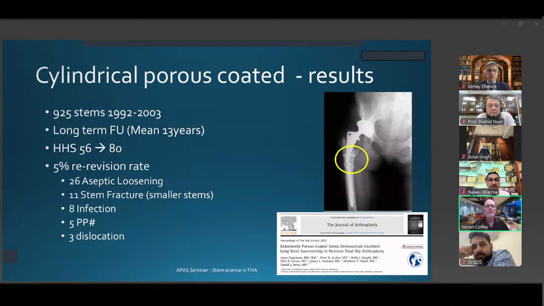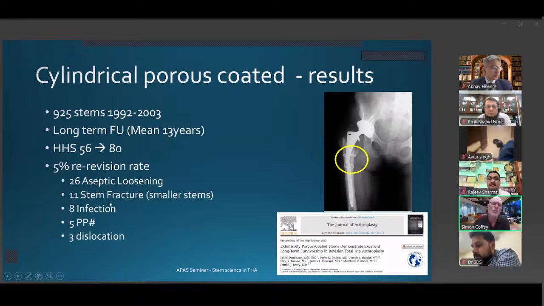This paper coming from the Mayo, looking at their results, again, cylindrical porous coated stems, nearly 1,000 stems over a 10-year period. Excellent clinical results, but again, risks of revision due to either aseptic loosening or stem fracture, which you can see here, which happens in patients where either it's a smaller stem, heavier patients, and higher offset, poor proximal fixation. So you've obtained distal fixation, but not a lot of proximal support. They had some infections, periprosthetic fractures, and some dislocations, as you'd expect in these high-risk patients.